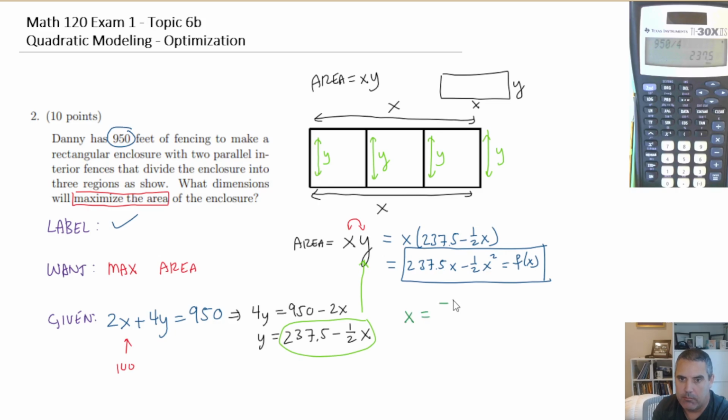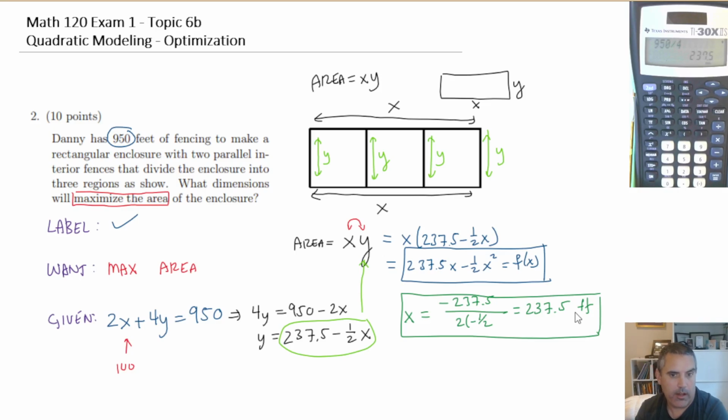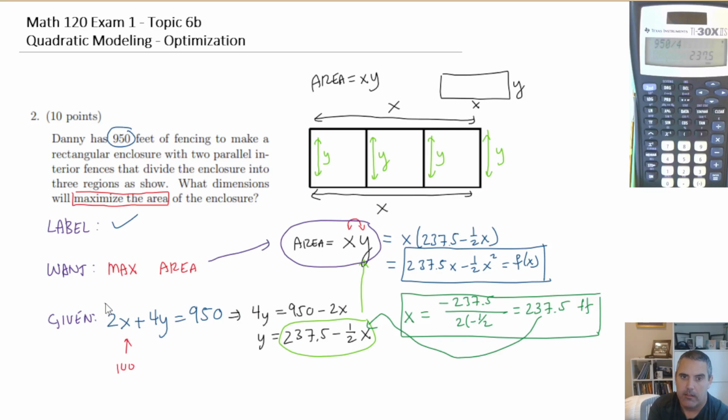X is negative B over 2 times A. So it's 237.5 feet. And then from that, you can figure out Y, plug that in here, and that's it. So the big takeaways here are to realize what your objective is. This is the thing that you're hoping is a quadratic. Take what you're given to turn it into a one variable function. Let's see another one.